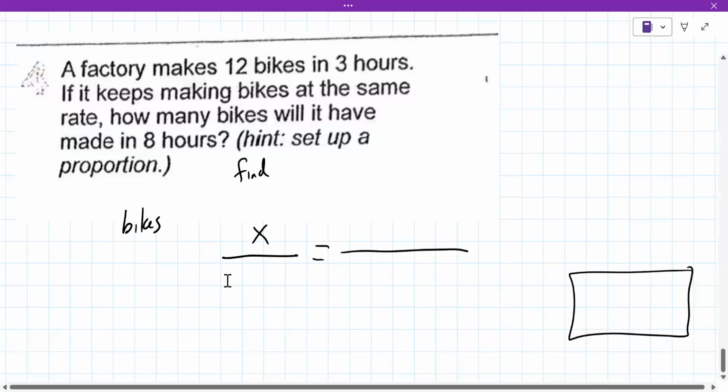That's fine. So that means you need the hours on the bottom. How many hours are they interested in? 8. Okay. And then the given information is some number of bikes and some number of hours. Yeah, it's 12 bikes in 3 hours. Yes. Now, this is correct, and everything you told me is correct.